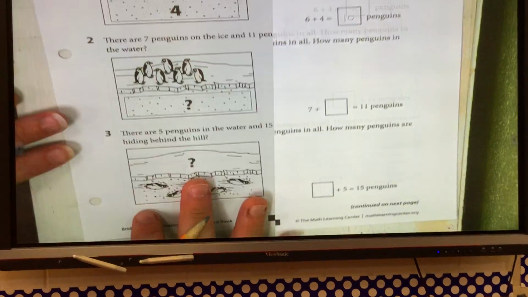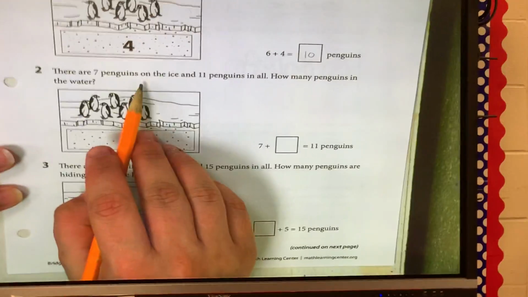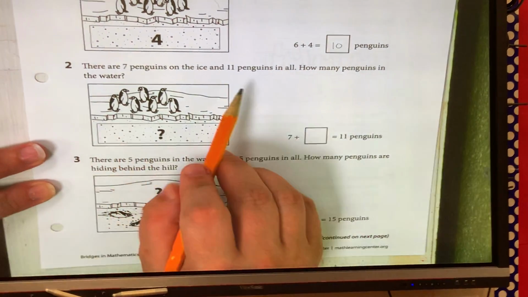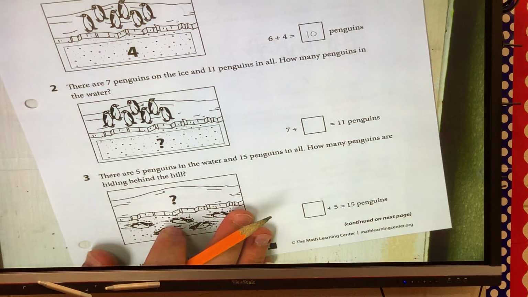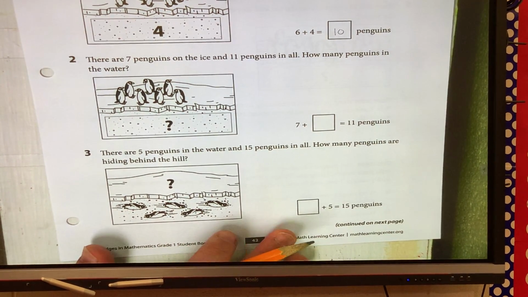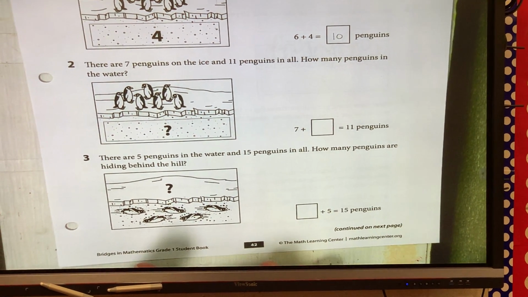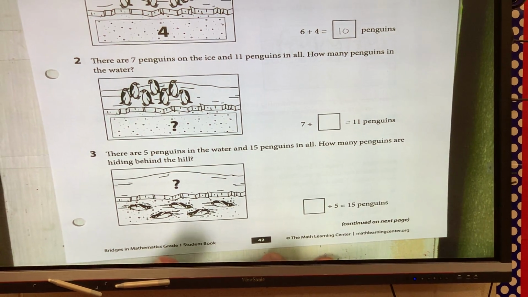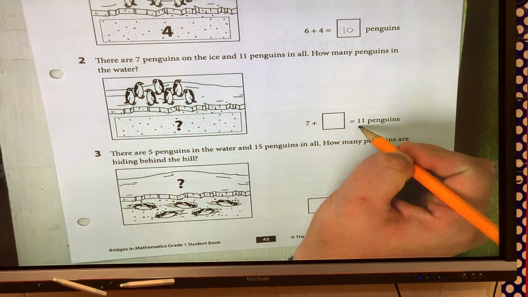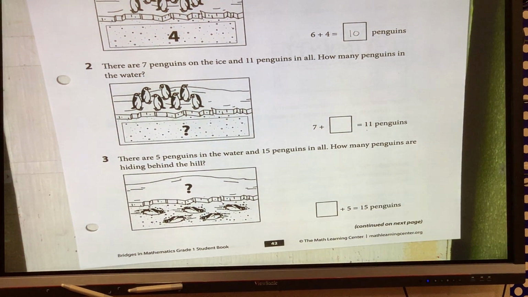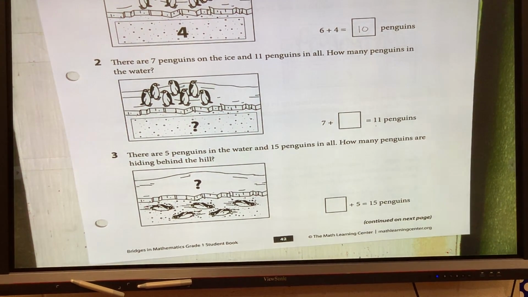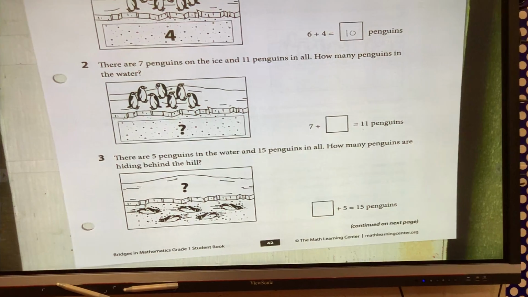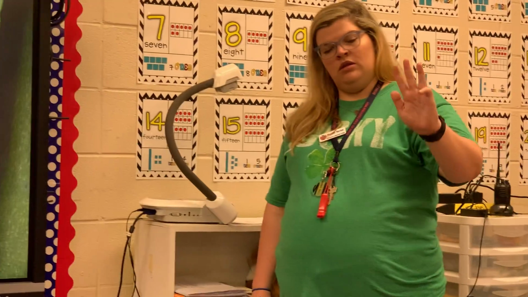All right. There are 7 penguins on the ice, but there are 11 in all. So I have a missing number here. What do I need to put in my brain? 7. What number do I stop at? 11. So put 7 in your brain, and let's count on and stop at 11: 7, 8, 9, 10, 11.